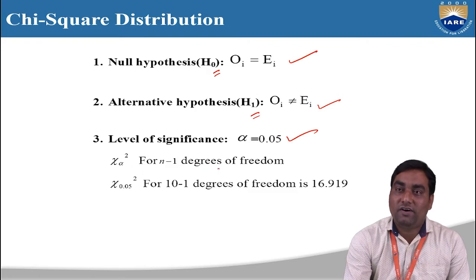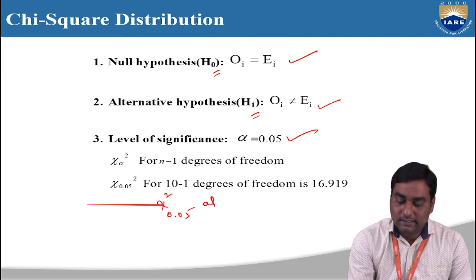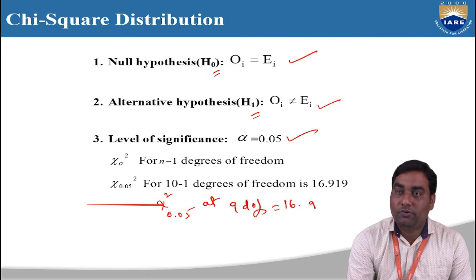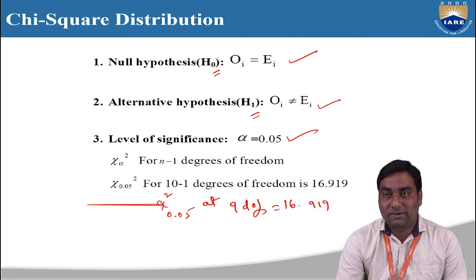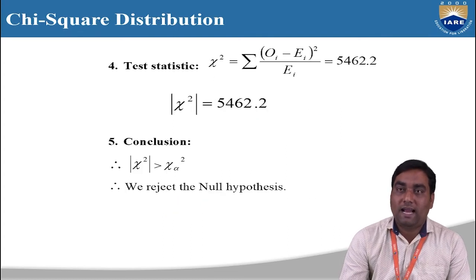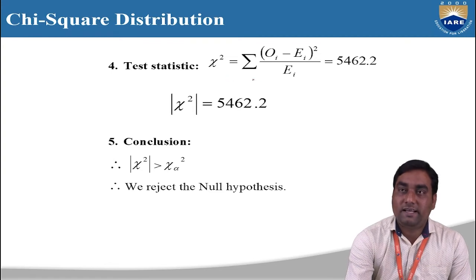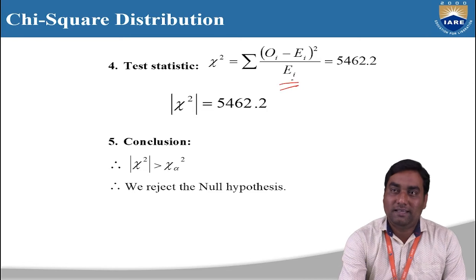And chi-square alpha for n minus 1 degrees of freedom. So chi-square 0.05 at 9 degrees of freedom. This value we have already taken in the previous problem. The same value we are going to take because it is the same 9 degrees of freedom: 16.919. And in step 4, we calculated chi-square equal to sigma (Oi minus Ei) whole square by Ei.